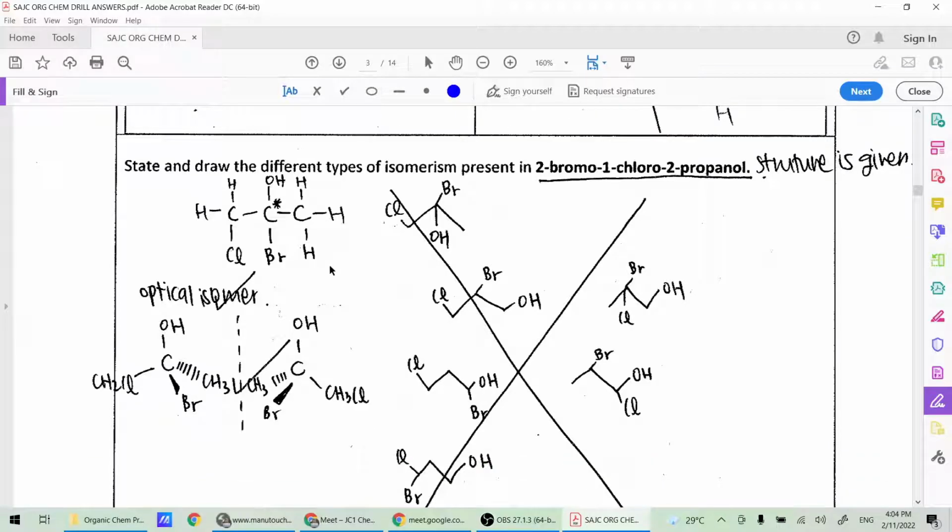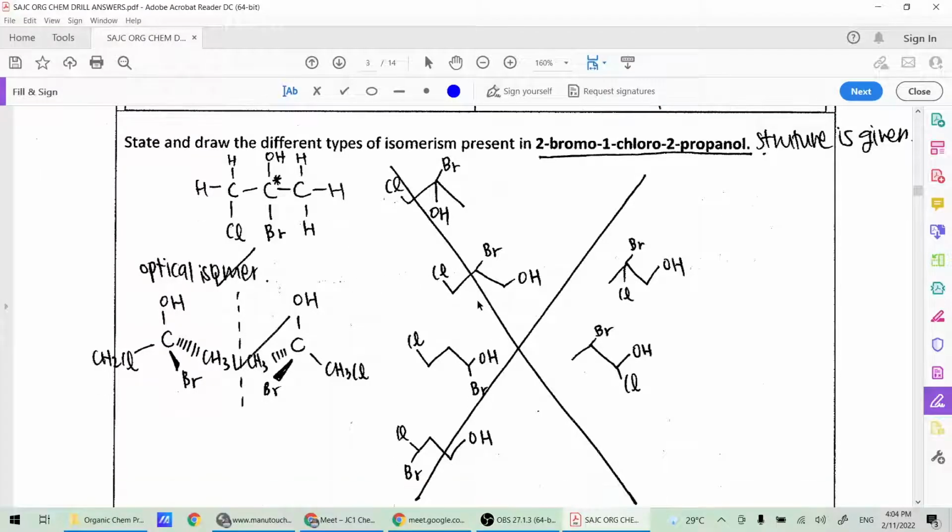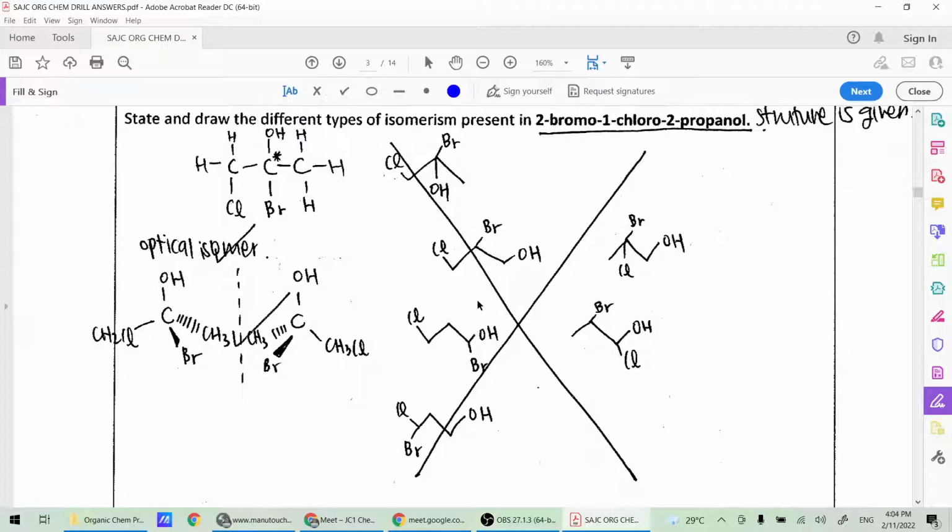Okay, now next question. State and draw different types of isomerism present in 2-bromo, 1-chloro, propan-2-ol. They wrote 2 propanol, but actually it should be propan-2-ol. I don't know why they name it this way, but it should be 2-bromo, 1-chloro, propan-2-ol. But the compound drawn is correct. And this carbon in the middle here is a chiral carbon, so we can draw the optical isomers for this.